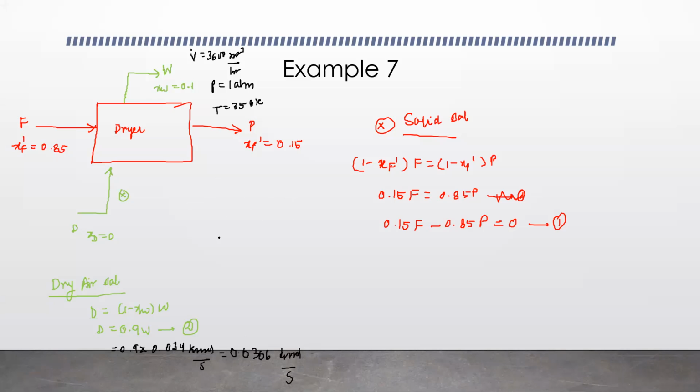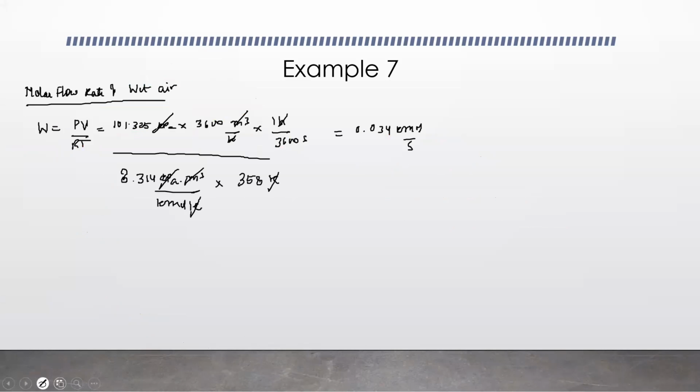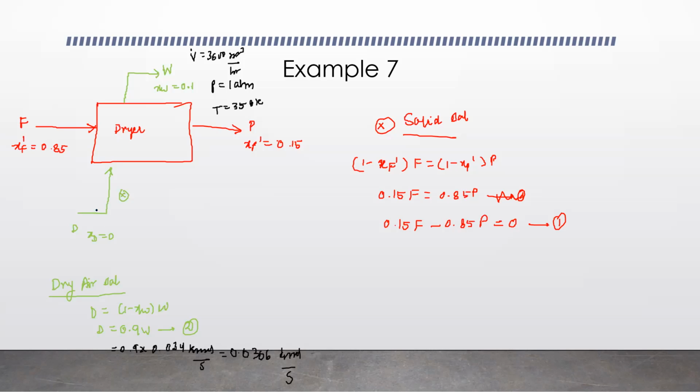Next, now since we have done the dry air balance and the solid balance, we know D and we know W. So now we finally come to a very complicated equation. Before that, we are not going to balance water directly, because remember, D and W are molar flow rates, and F and P are mass flow rates.